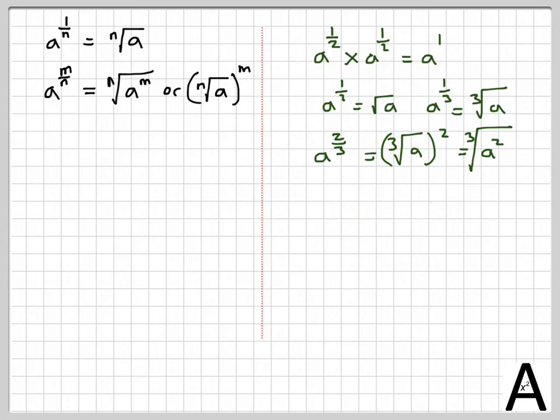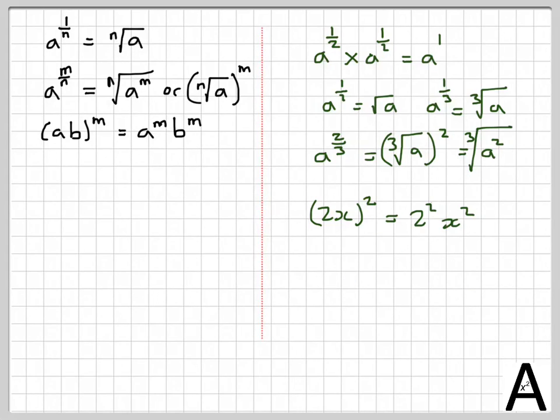It involves smaller numbers. Also (ab) to the power of m is equal to a to the m b to the m. That's quite useful. So we've got (2x) squared, that means 2 squared x squared, which is going to be 4x squared.